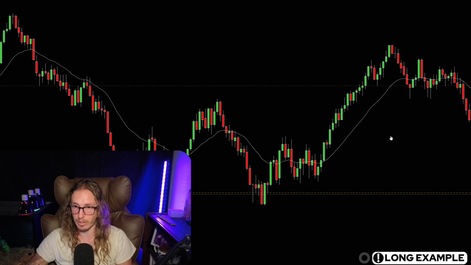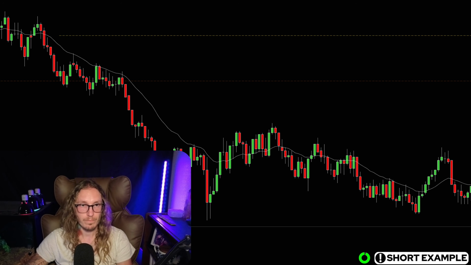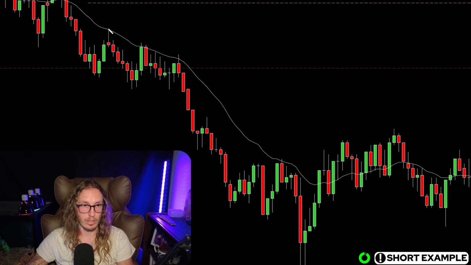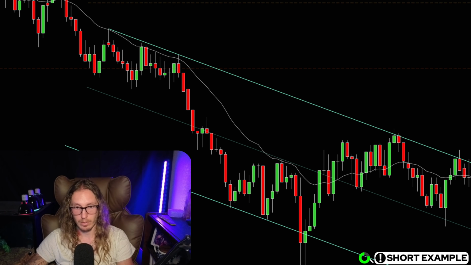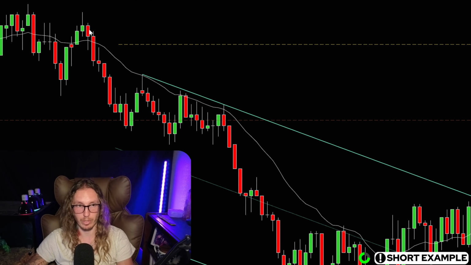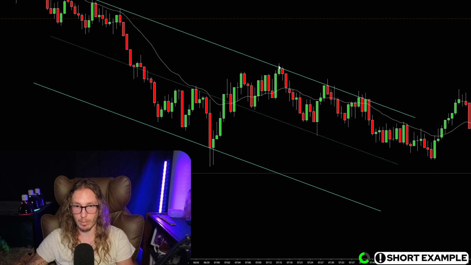Now let's go find an example of some shorts. So if we go and look here, you can see a similar pattern. I'm not going to draw the spike, but I am just going to draw the channel. So it's a spike and channel pattern. You can see very clearly, just visually, there's a spike right here, and then it turns into a channel. And so as we come back towards the trend line, we're going to look for shorts off the trend line.